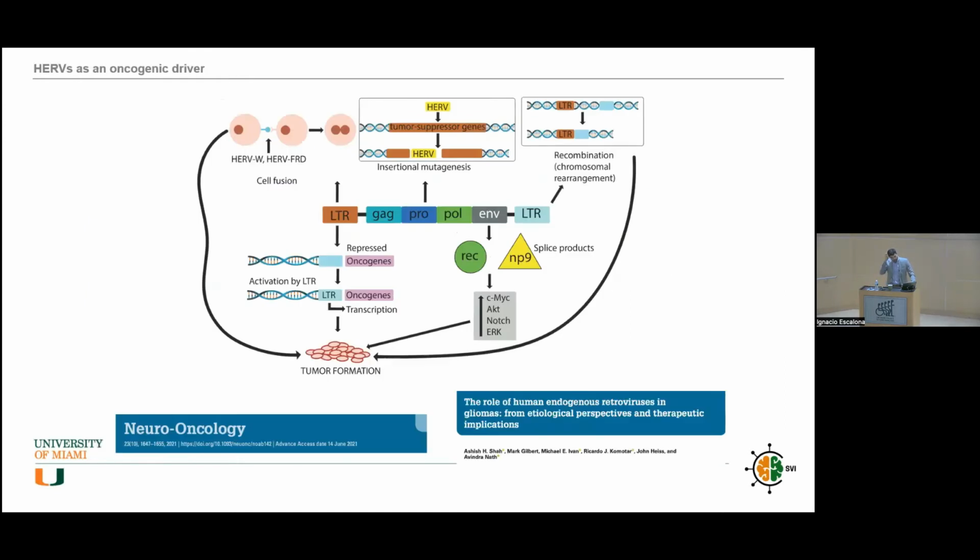These endogenous retroviruses can do it in several different ways. One is they can cause insertional mutagenesis. They can insert into tumor suppressor genes like P53 and prevent them from functioning. They can act as a promoter in front of oncogenes, a cis-activating promoter, activating the oncogene to make proteins. Or the direct protein products themselves can activate different cellular pathways such as AKT and Notch. So these are several different ways in which these retroviral elements can be oncogenic.